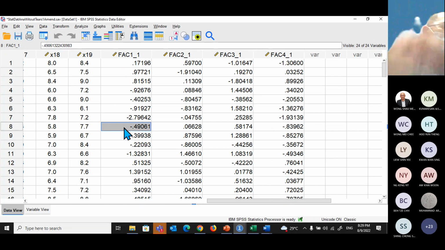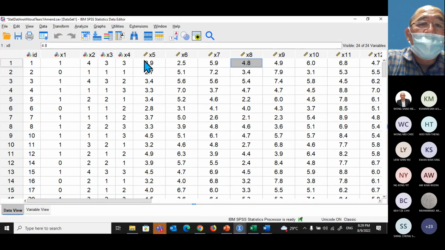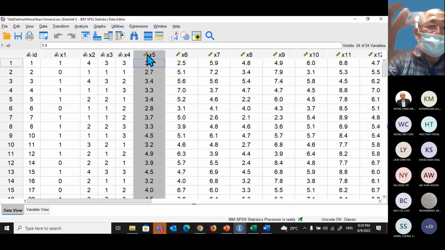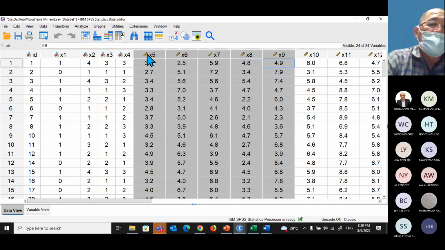But if you use another method, for example the original data, where you believe these 5 variables can be grouped together into 1 variable, then use the software to do the calculation.